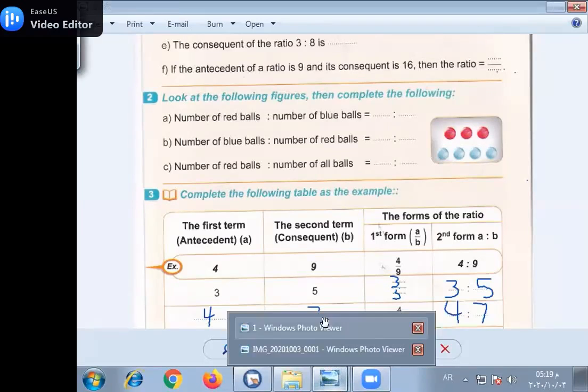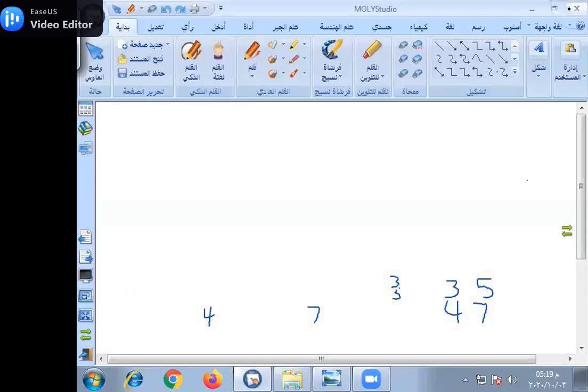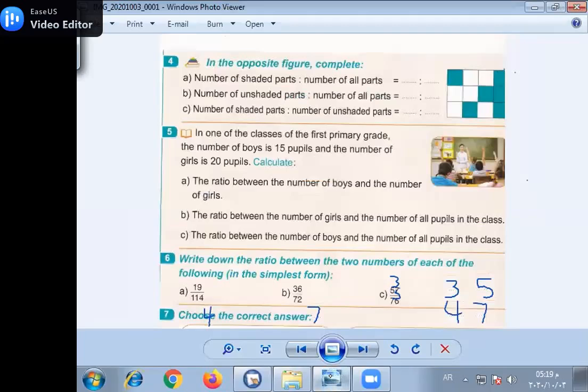Can you wait a minute please, guys? Wait just one minute so we can go to the second page of the exercises. Okay, now we are ready.